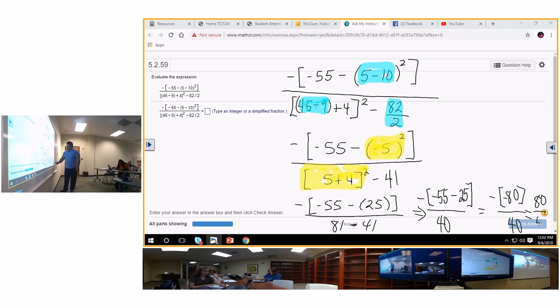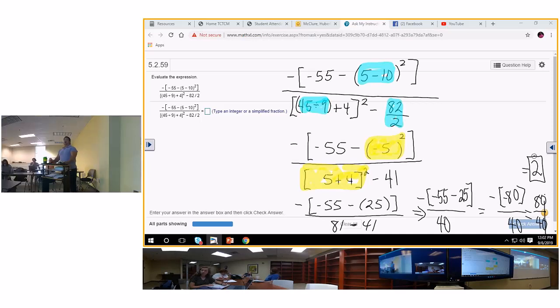80 divided by 40, and this is a trick I learned in the war. What's 8 divided by 4? 4 or 2. 2. See, math is not hard.